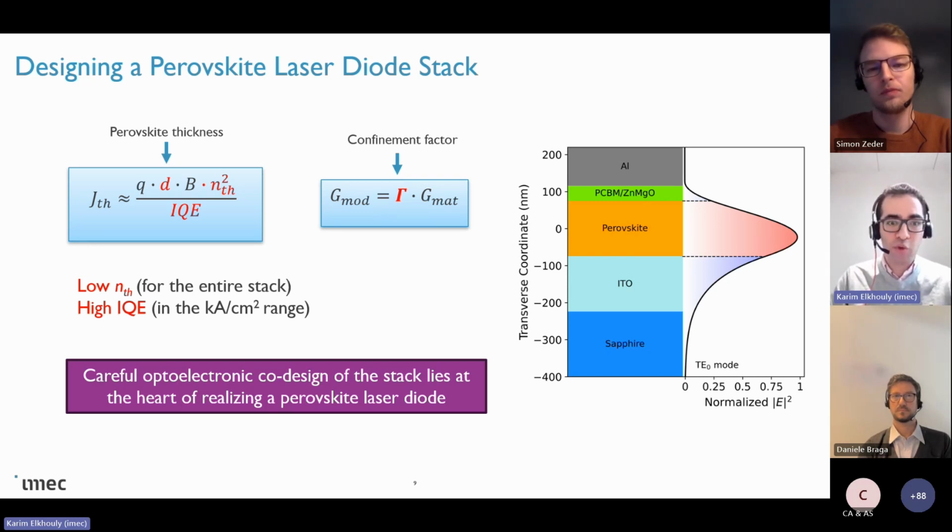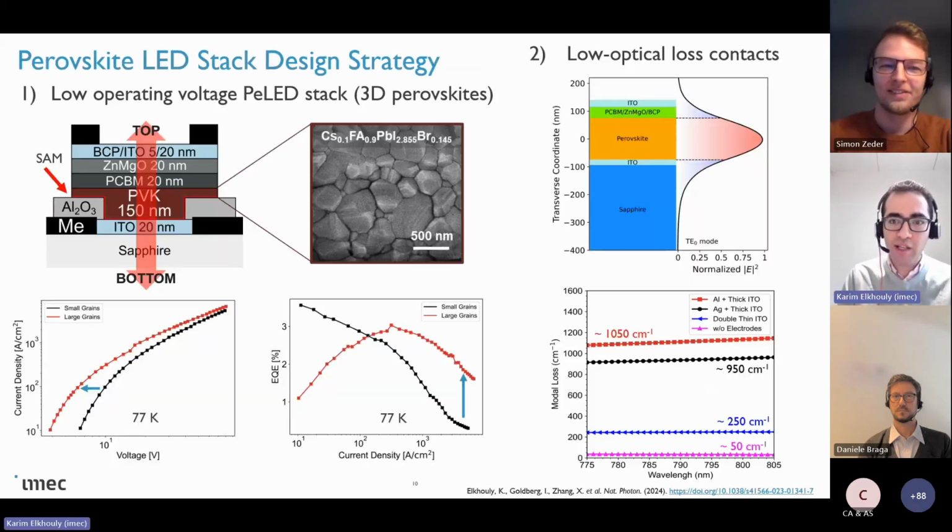For an LED, you need only to focus on the electrical part, and increase outcoupling. But here you need a very careful design. So what is our strategy? I explained the problem. How did we try to tackle this in our work?